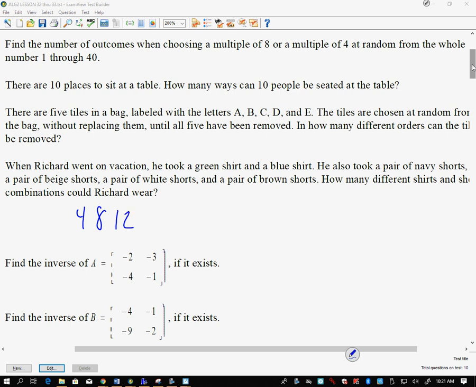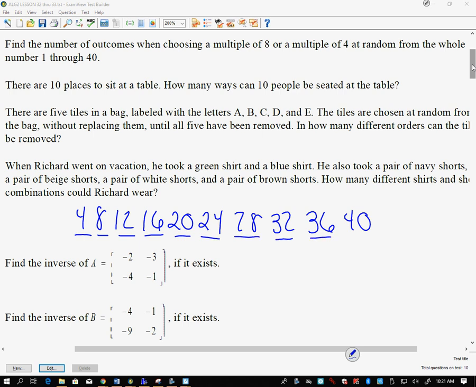And then 12, and then 16, and then 20, and then 24, and then 28, 32, 36, and 40. So find the number of outcomes when choosing a multiple of 8 or a multiple of 4 at random from the whole numbers 1 through 40. So we have 1, 2, 3, 4, 5, 6, 7, 8, 9, 10. The number of outcomes should be what? What's the number of outcomes?